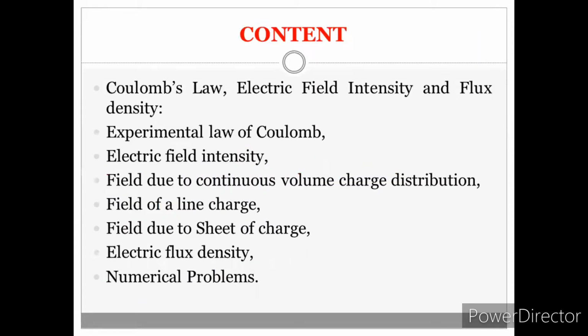First, let's see the content, what we are going to cover in the first module. First one is Coulomb's law, electric field intensity and the flux density. In this, we are going to see the first thing is about experimental law of Coulomb. Then the second concept of electric field intensity. Third, field due to continuous volume charge distribution. Field of line charges. Field due to a sheet of charges. Then we'll see the electric flux density and some numerical problems.